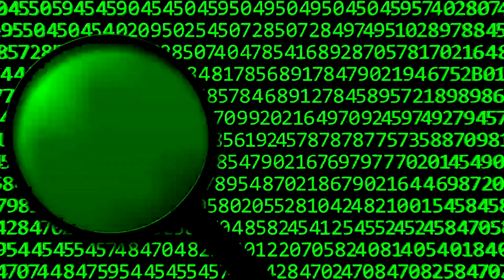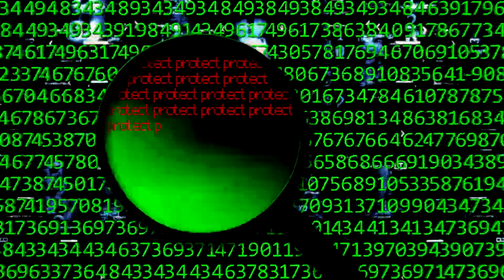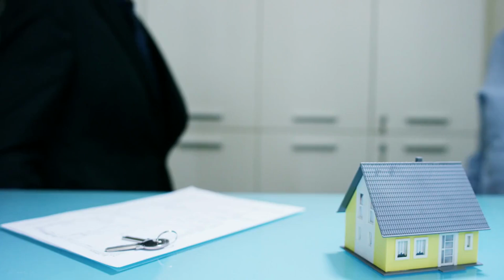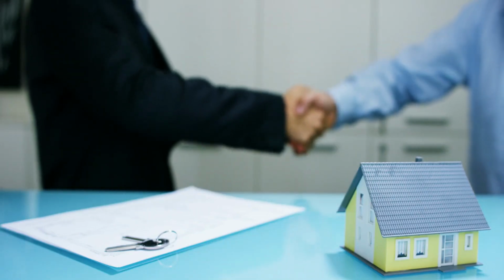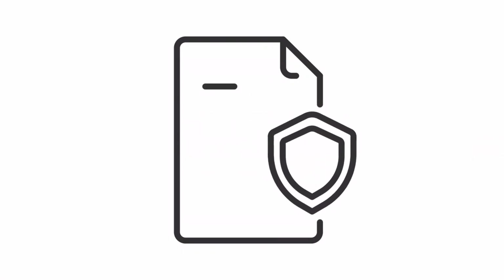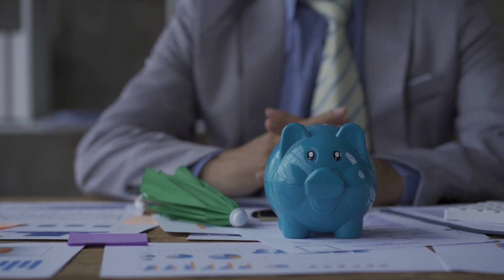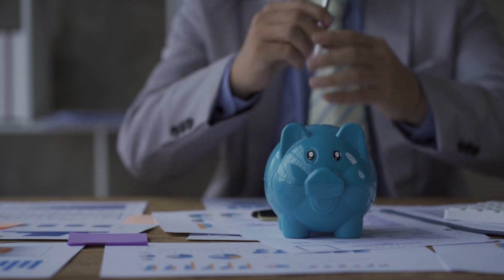4. Online resources. There are numerous websites and online resources that offer information and guidance on asset protection strategies, legal considerations, and best practices. These resources can provide valuable insights and tips on how to safeguard your assets effectively. 5. Video series and publications. In addition to the video series, Protecting Your Assets from Lawsuits and Creditors, there are other publications available that delve into the topic of asset protection in more detail. These resources can provide in-depth analysis, case studies, and practical advice on how to navigate the complexities of asset protection.